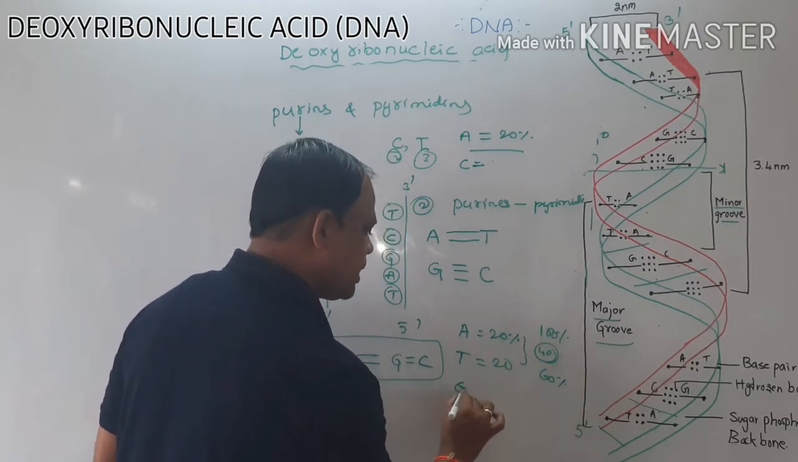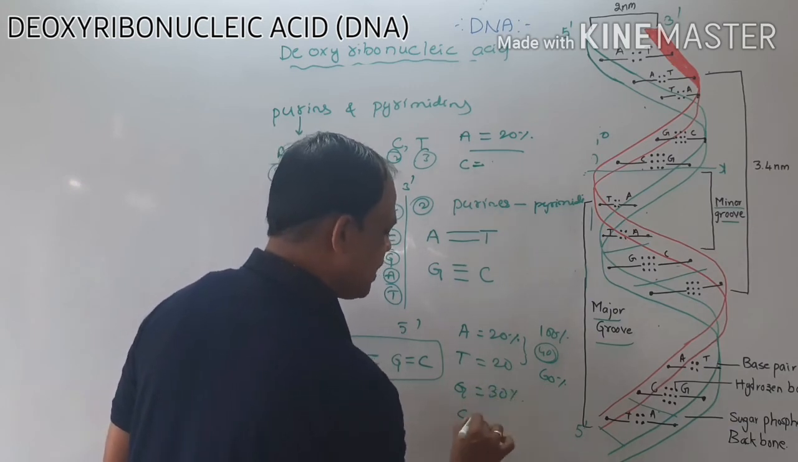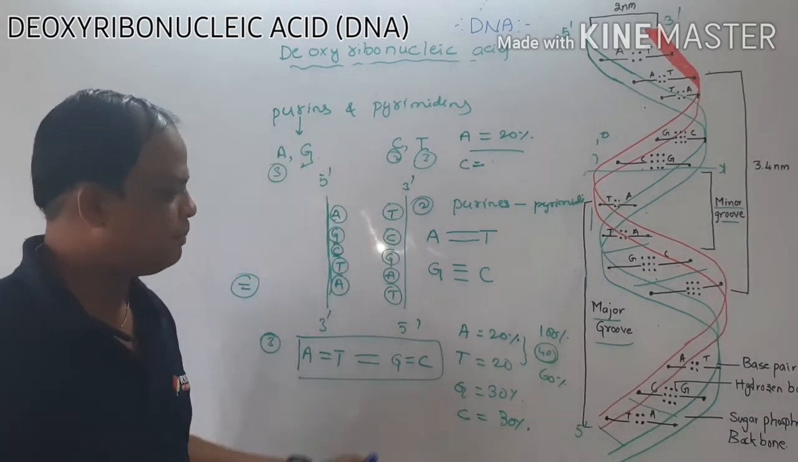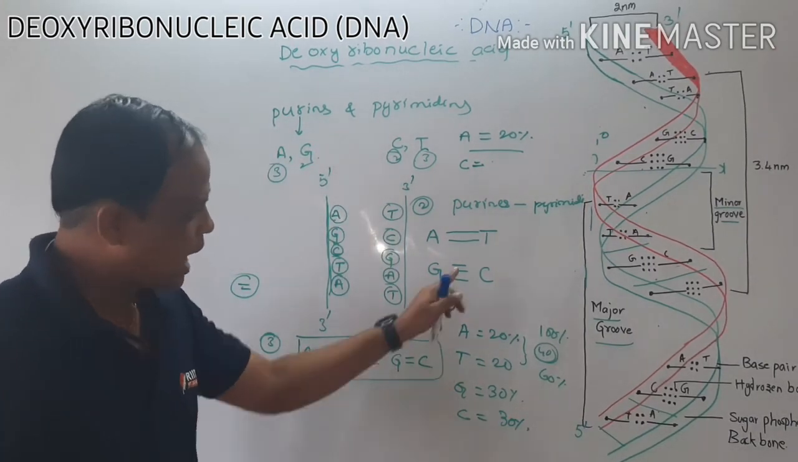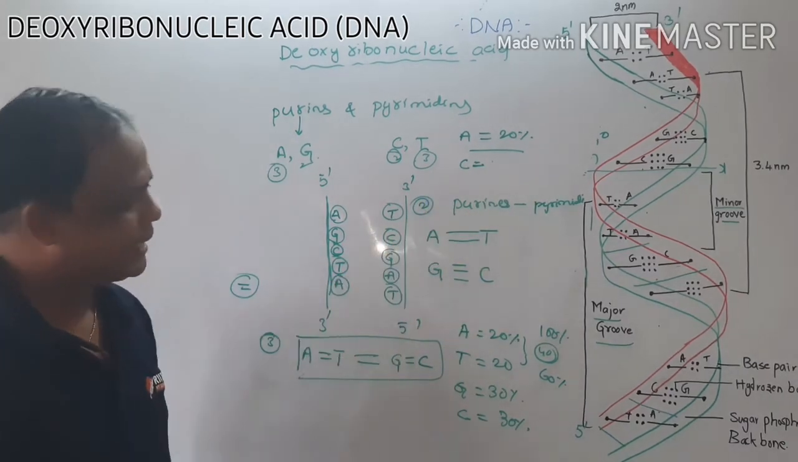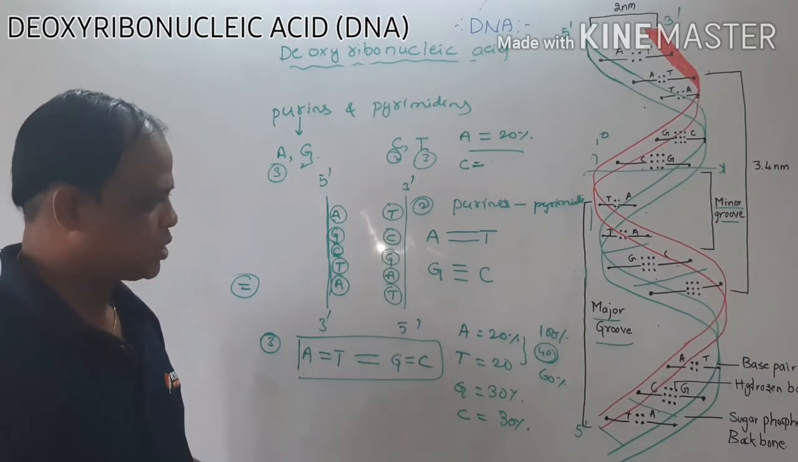So here guanine and cytosine: guanine is present at 30%, and cytosine is also present at 30%. This is the answer, and this type of question is asked in our NEET examination. Okay, and these are the equal ratios.